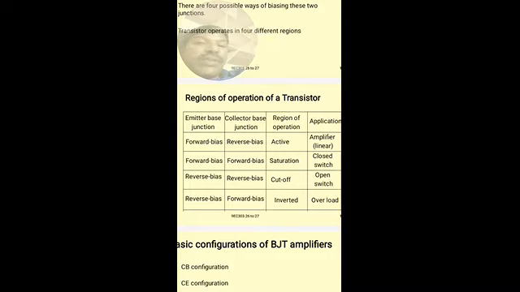And when the input junction is reverse biased and the output junction is forward biased, it is called the inverted region, and it acts as an overload.